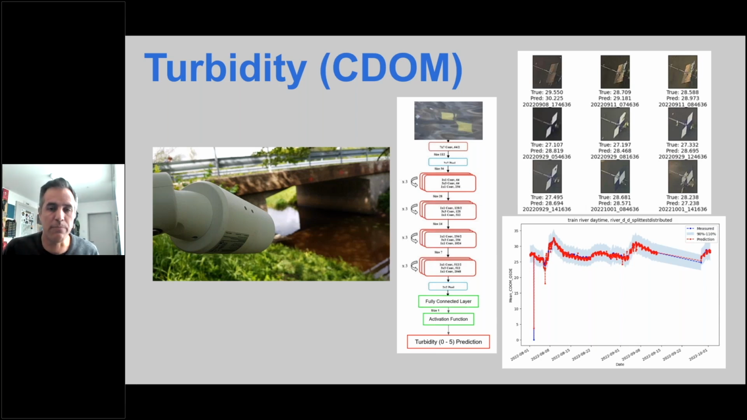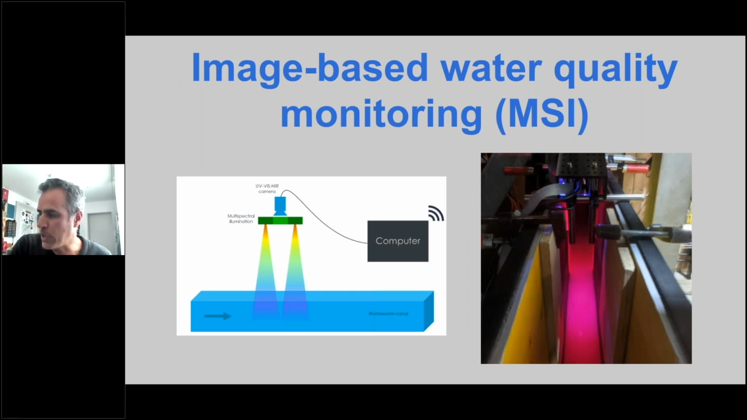And in this case, we used machine learning, a CNN model, trained to detect turbidity and also colored dissolved organic matter. The graph that you see on the bottom right is a comparison between the measured CDOM and the one that we measure with the camera. And that camera is only RGB. So the idea now is to see if we can measure other types of parameters by using other types of cameras and other types of illumination.